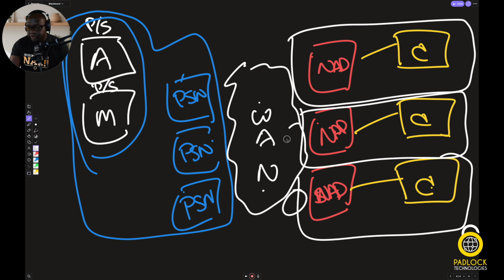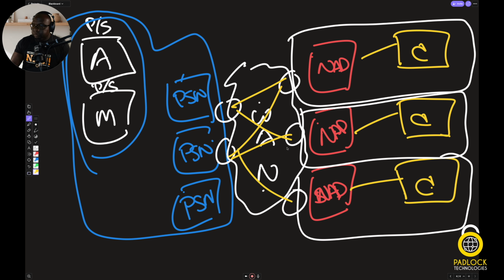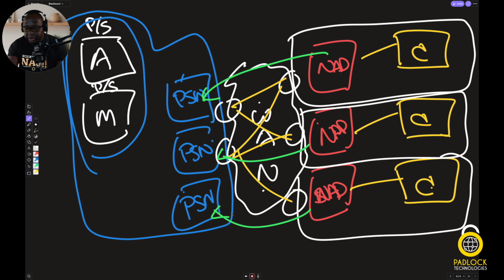Now, usually you're going to have some kind of tunneling mechanism. It could be DMVPN, it could be FlexVPN, it could be SD-WAN, and then those RADIUS requests will be sent over your WAN topology, and they will be serviced by the PSNs. Now, the most important piece about this, if you do have a WAN infrastructure between sites and buildings, is to get back to the PSNs.